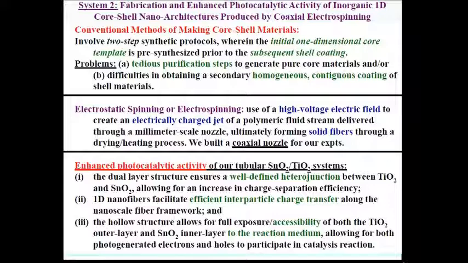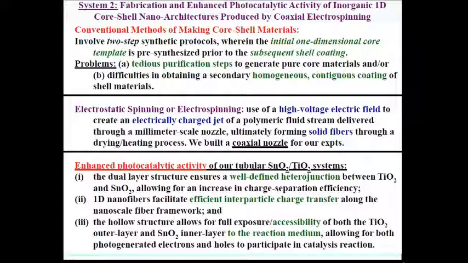So what we basically did was we built our own coaxial nozzle for electrospinning. The unique property of our tubular tin oxide TiO2 system is that we have a well-defined heterojunction between TiO2 and tin oxide. We allow for efficient interparticle charge transfer, and the hollow structure allows accessibility of both the tin oxide and TiO2 to the reaction medium, thereby allowing photo-generated electrons and holes to participate in the catalysis reaction. So this is actually a very different process.